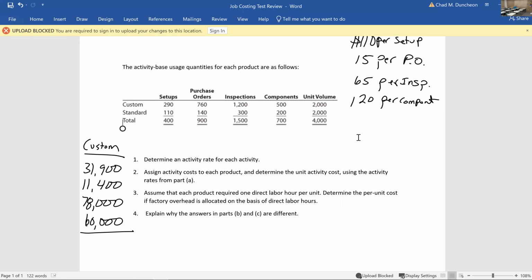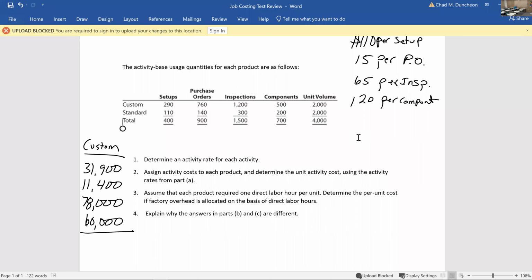The next one down is for the purchase orders, right? 760 of them times the $15 per purchase order. Next one down, inspections, 1,200 of them for the custom times 65 per inspection. And then finally, 500 components at $120 per component. Multiply them all out and then add them all up.